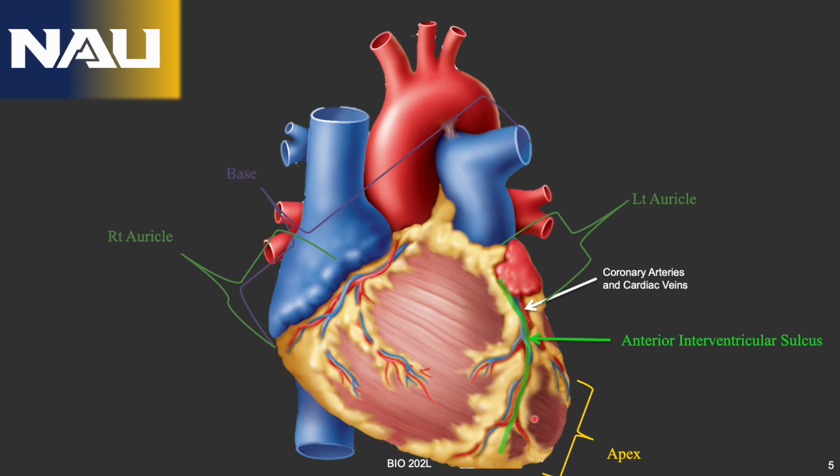The base is the opposite end of the apex. The base of the heart is its broader top part. This region is where the atria are located and where the major blood vessels enter and exit the heart.